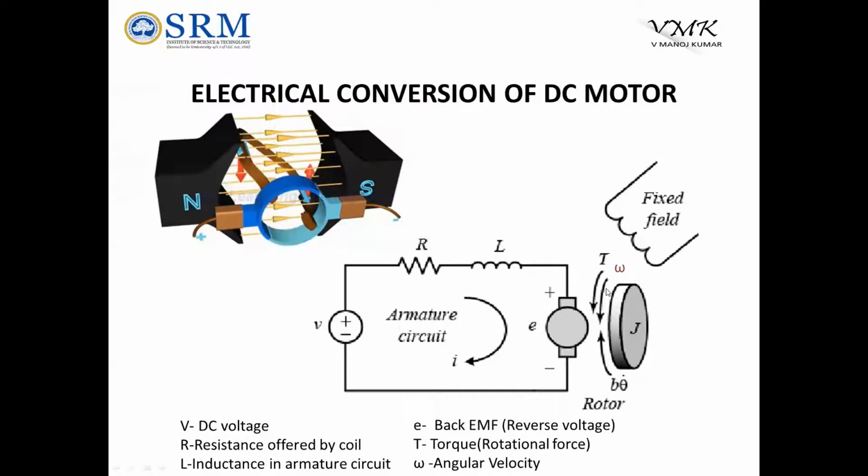Whenever the shaft is rotating, it is supposed to have a rotational force. What is here? This voltage is given. The conductor is rotating in the form of rotational force, and after the rotational force, I will get an angular velocity. That angular velocity is the speed of the shaft. The speed of my motor, in simple terms, is the angular velocity.